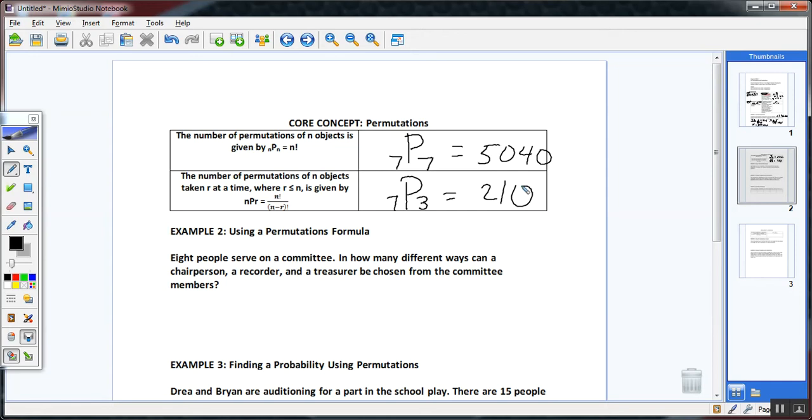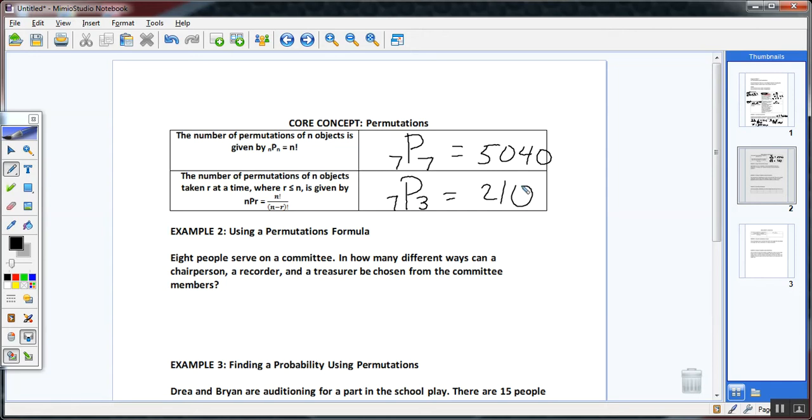Would you read example 2 where it says using a permutation formula? 8 people serve on a committee. In how many different ways can a chairperson, a recorder, and a treasurer be chosen from the committee members? Okay, so how can I choose? 1, 2, 3. First person I choose is the chairperson. Second person I choose is the recorder. Third person I choose is the treasurer. How many ways can I choose those positions?